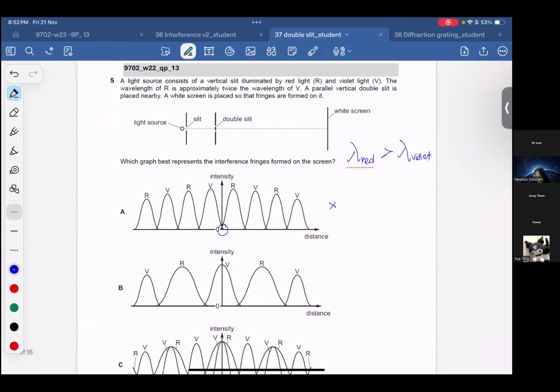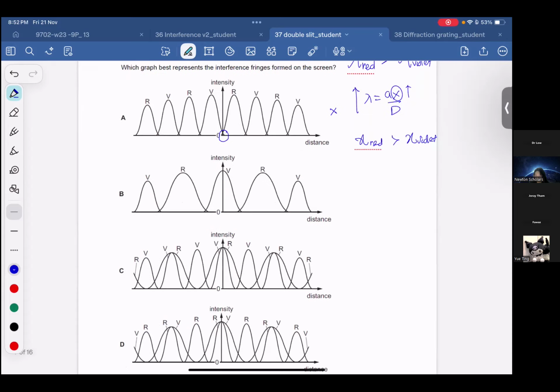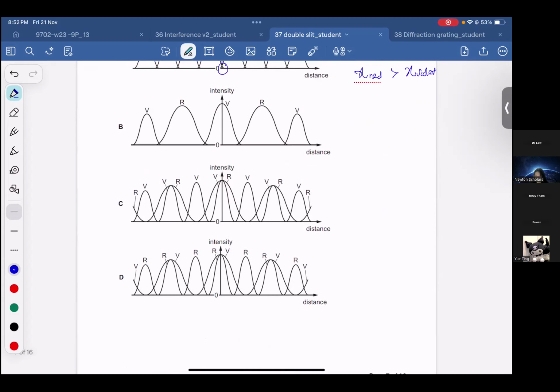So at here, ask yourself, wavelength equals to ax over D. Wavelength higher, then what happened to your x? It should be higher also, right? So at here, your x for red color should be greater than your x of violet. So you look at B, C, D. Which one do you think is correct?